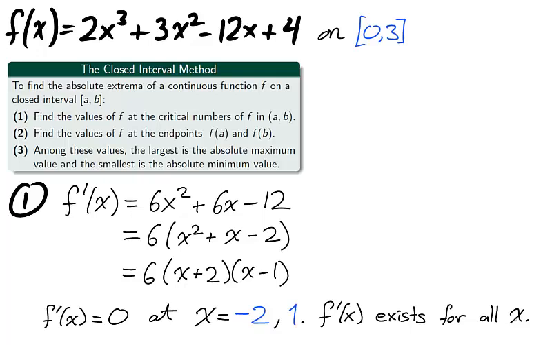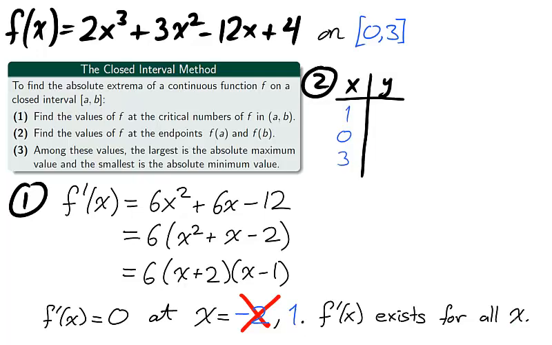Remember that critical numbers are the x values for which the derivative is 0 or does not exist. Since the derivative of a polynomial is defined for all x values, the only x values of interest are -2 and 1. Be careful and don't jump to step 2 at this point. X values are critical numbers only if they are in the domain. As the domain of f is [0, 3], x equals 1 is our only critical number.